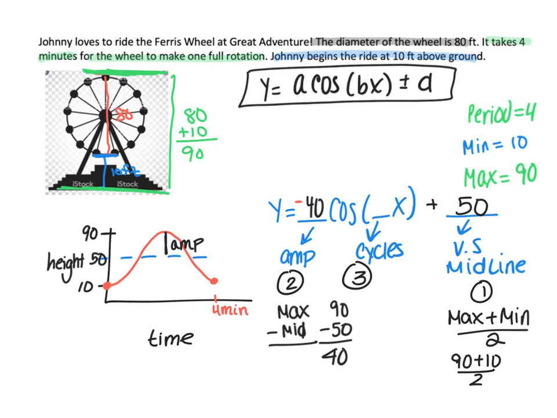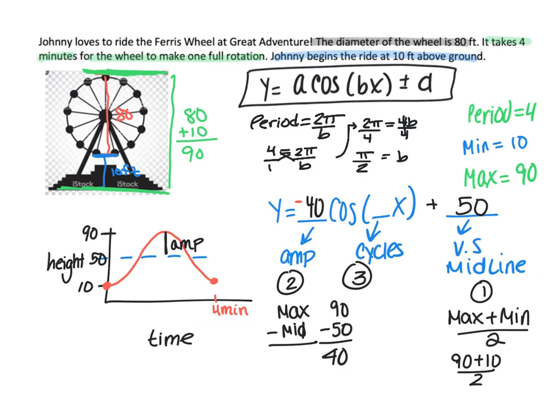And then the last thing that we need is the number of cycles. We find that by using the period. So I'm going to write this over here, that period is equal to 2 pi over b. And the period is 4 minutes, and we're just going to cross multiply to solve. We get 2 pi equals 4b. Divide by 4, and you get that b is equal to 2 out of 4, which is 1/2, or pi over 2. So that goes in here for your number of cycles. So your final answer is y equals negative 40 cos pi over 2x plus 50.